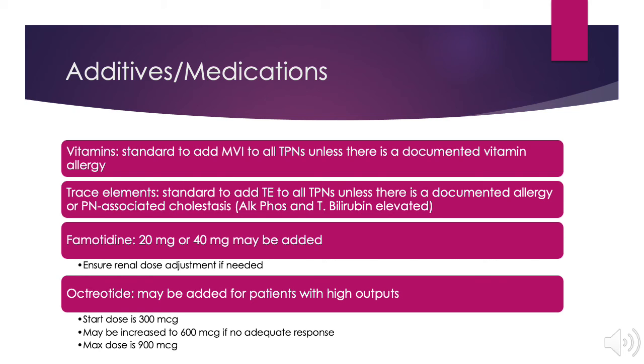Some other medications that may be added include famotidine and octreotide. Famotidine doses will be between 20 to 40 milligrams, and you want to make sure you renally dose adjust if needed. Octreotide may also be added for patients who are experiencing high outputs or losses via ostomies or surgical drains. The starting dose is 300 micrograms, and it may be increased to 600 micrograms if the patient does not have an adequate response. The maximum dose that we would recommend would be 900 micrograms per day.